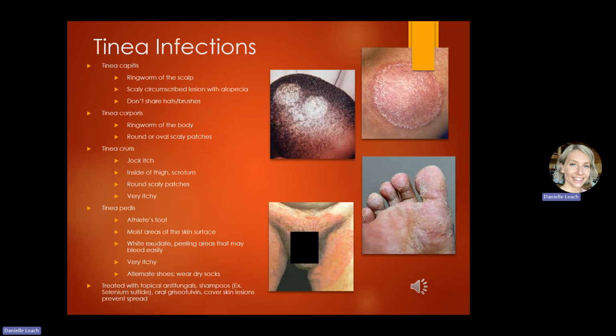With some of these infections, if they do become severe or more widespread, there are oral medications that can be prescribed. And for some of these, we may want to cover the infection to prevent spread, especially things like the ringworm of the body.